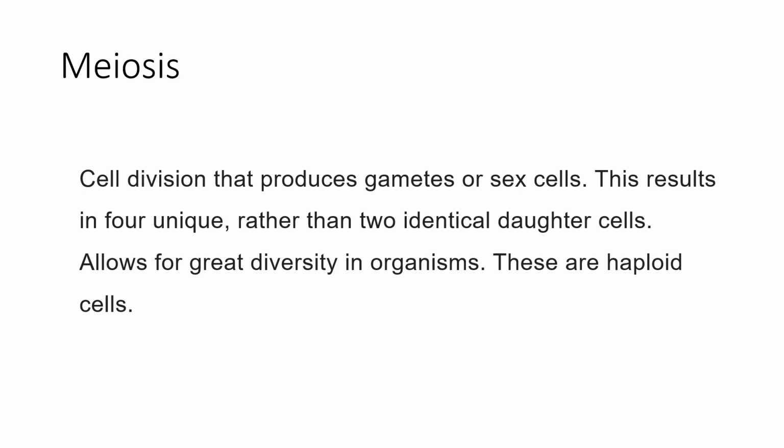Meiosis: cell division that produces gametes or sex cells. This results in 4 unique rather than 2 identical daughter cells, which allows for greater diversity in organisms. These are haploid cells.